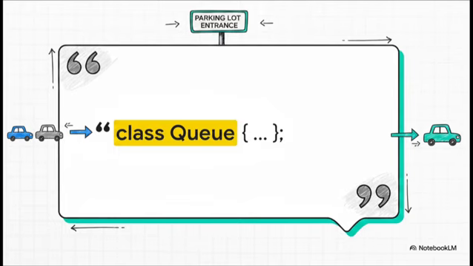And remember that virtual line we talked about? Well, here it is. This is the code for our queue. It basically has 2 main jobs, a function to enqueue, which adds a car to the line, and another to dequeue, which removes a car when it's their turn. This is the code that keeps everything fair.